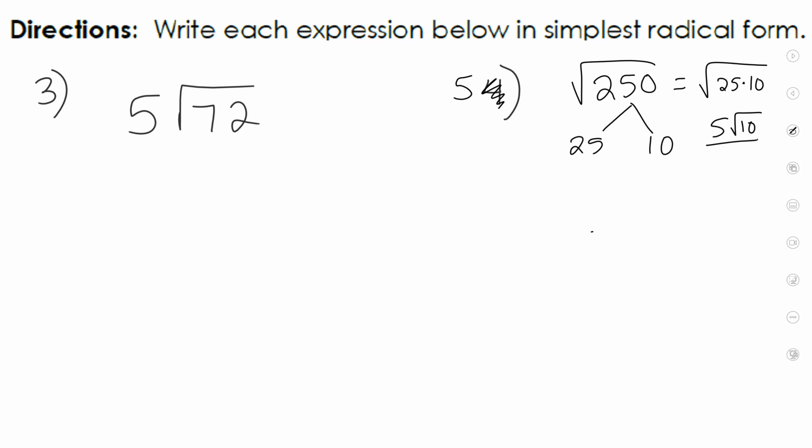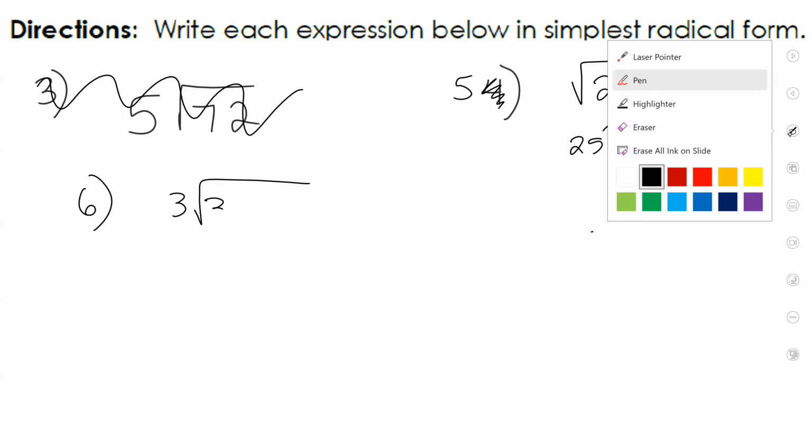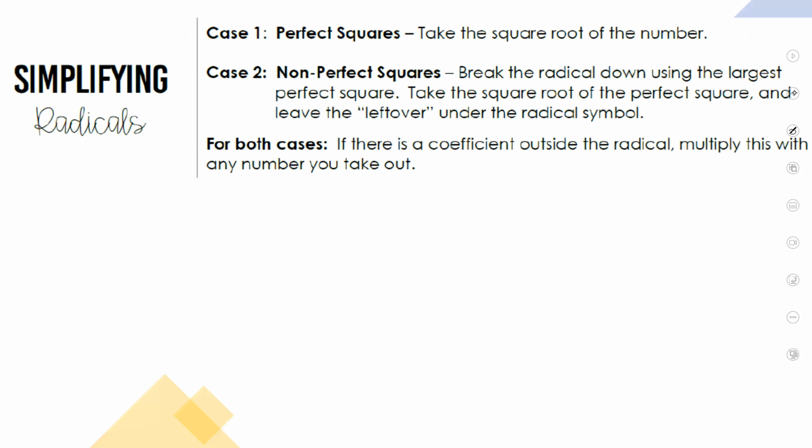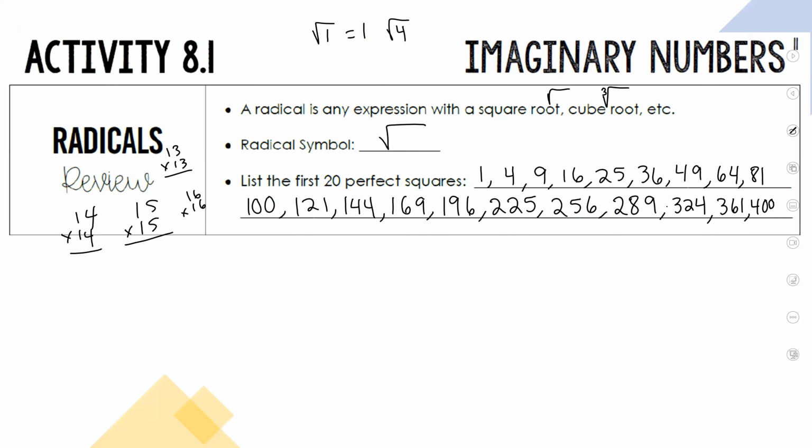All right. The next one is number 6. I'll just write it over here. So number 6 is 3 square root of, wrote it wrong. 578. So let's break this down. Let's divide it by 2. It's an even number. 2 times what will give you 578? 289. Oh, was that one of our perfect squares? Let me go back. Oh, that was one of our perfect squares, 289.